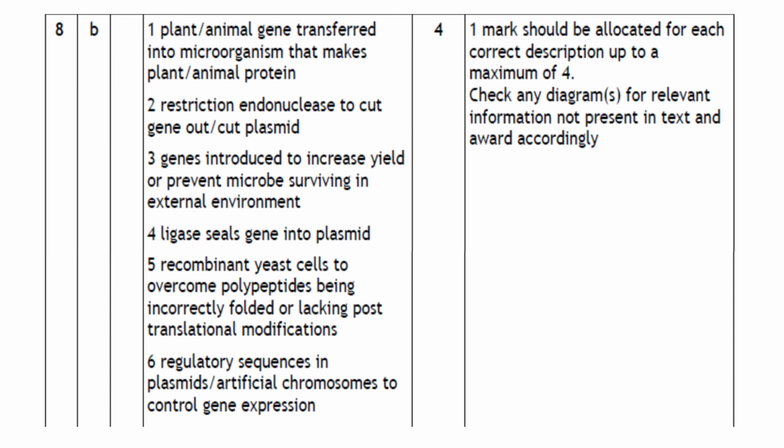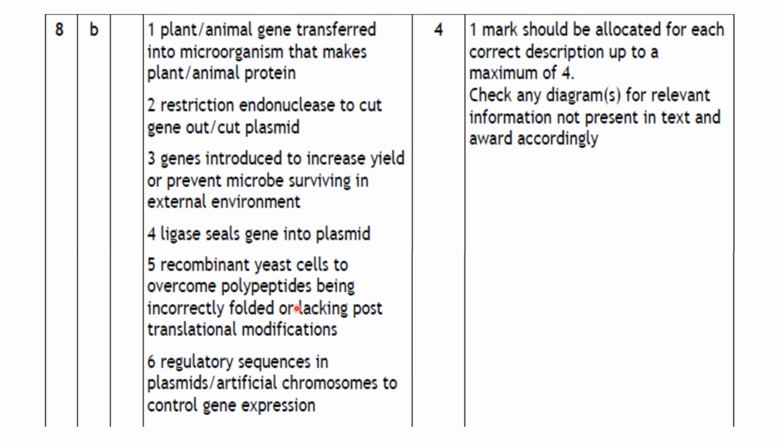So second mark, the restriction endonuclease is used to cut the gene out or to cut open the plasmid or the vector. And then the next part, the genes are introduced to increase yield or prevent the microbe surviving in an external environment. 4, ligase is used to seal the gene into the plasmid. 5, recombinant yeast cells to overcome polypeptides being incorrectly folded. Forget about that second bit, lacking post-translational modifications. That's been removed from the course.